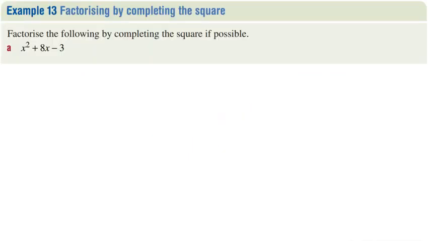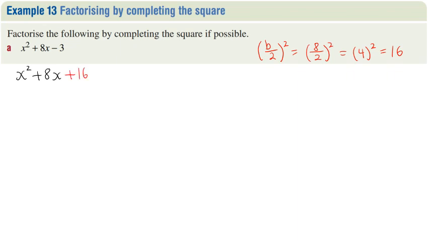We'll do another example. So my first thing to figure out is what half of b squared equals. So b in this case is 8. So 8 divided by 2 is 4. 4 squared is 16. So I need to add 16 and take it away in the middle of this expression like so. So plus 16 minus 16 minus 3.